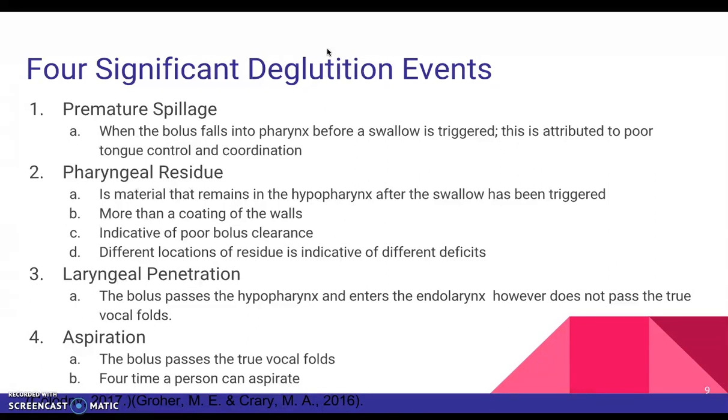Pharyngeal residue is when material remains in the hypopharynx after swallowing has been triggered, and it's more than a coating, it's flowing, it's dwelling, and it's indicative of poor bolus clearance. Laryngeal penetration is when the bolus passes the hypopharynx and enters the endolarynx, however, it doesn't pass the true vocal folds. Aspiration is when the bolus passes the true vocal folds.